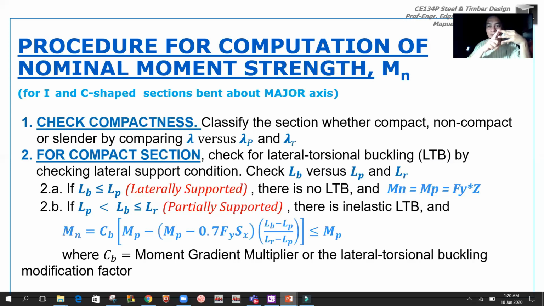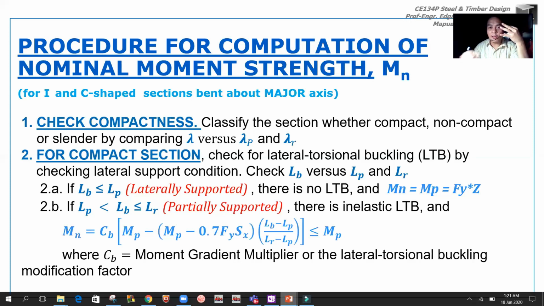Then yung pangatlong na-identify natin last time is yung determination ng CB. Again, what is CB? CB is the gradient moment multiplier. We could solve for the C sub B using the given formula wherein we will be needing the Mmax, the MA, the MB, and the MC, if you could still recall.